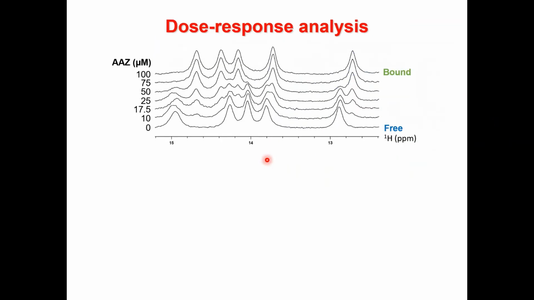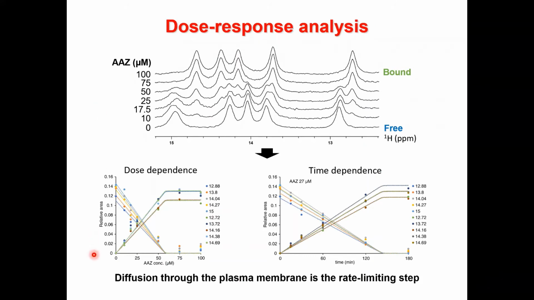With the same approach, we could then perform a dose response analysis by treating the cells several times with different doses of the same ligand. And then by fitting with different models, we ended up with a diffusion limited model in which the rate determining step is the diffusion of the ligand through the plasma membrane. So we get a sort of linear response, both in dose and in time.